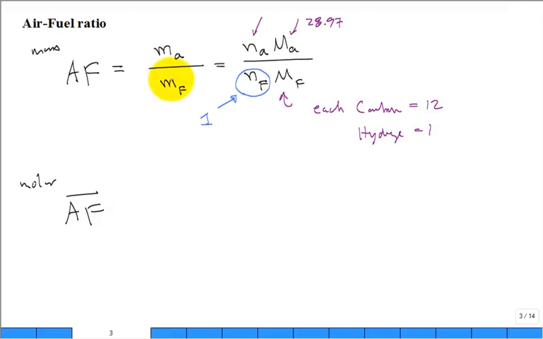If it's on a molar basis, then it would be simply the number of moles of air per number of moles of fuel. Make sense? That's pretty easy to do. Let's continue on.